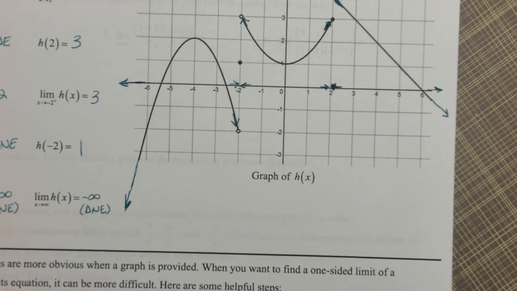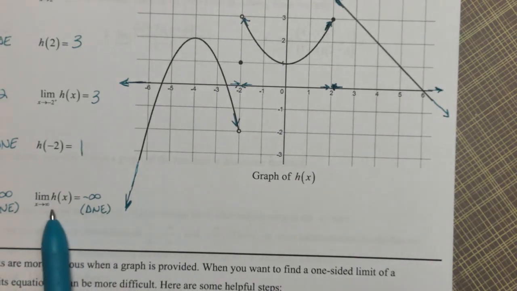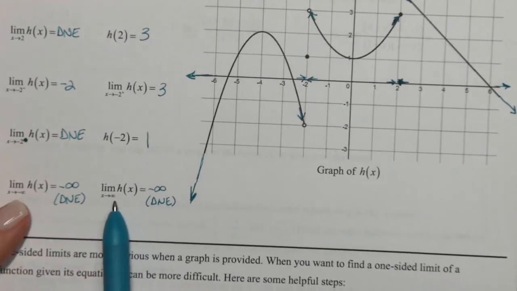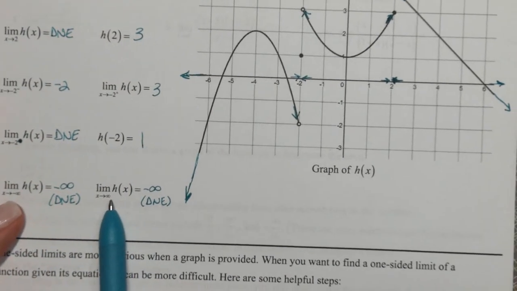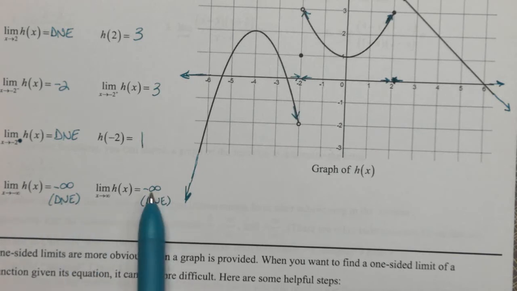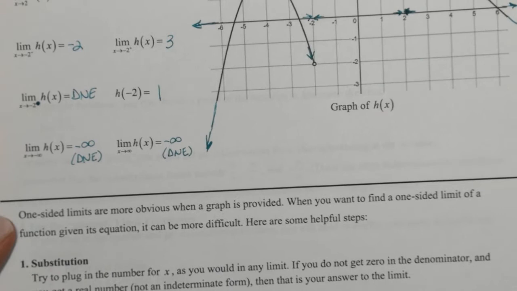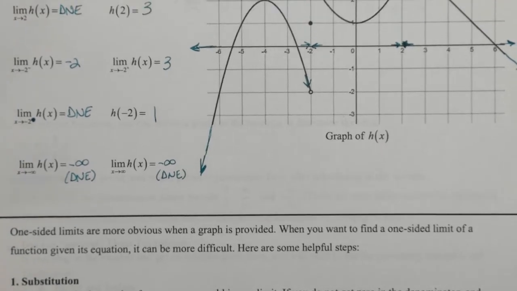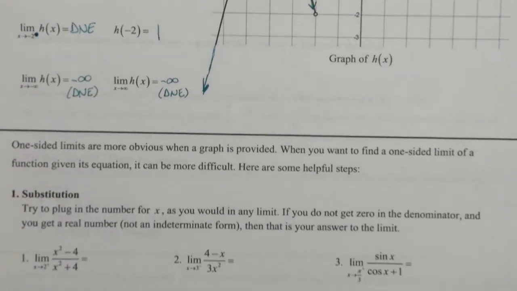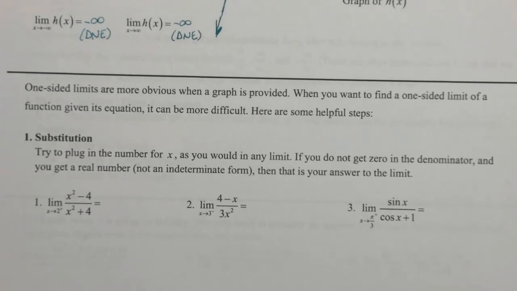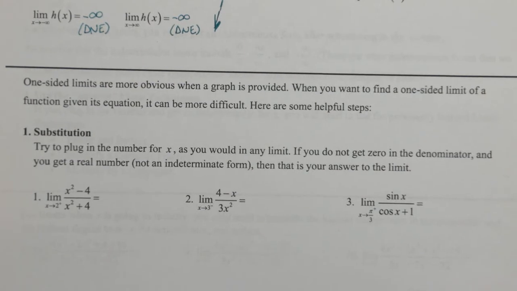So there is no horizontal asymptote that would make these limits at infinity go to a real finite number. One-sided limits are very obvious when a graph is provided. When you need to do a one-sided limit of a function whose equation is given rather than whose graph is given, it can be more difficult. So here are some helpful tips.